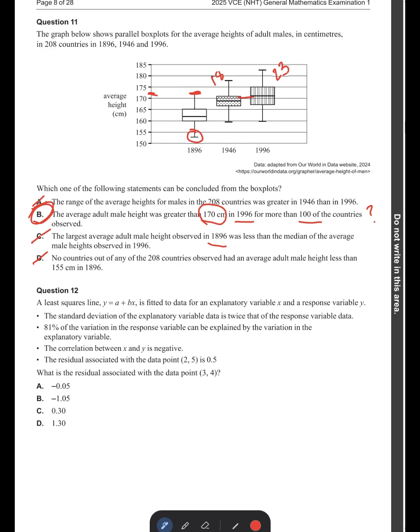Okay, the least squares line is fitted to the explanatory variable and response variable. The standard deviation of the explanatory variable is twice that of the response variable. So I'm just going to start writing things down, Sx and Sy. So if the response is 1, the explanatory would be 2.